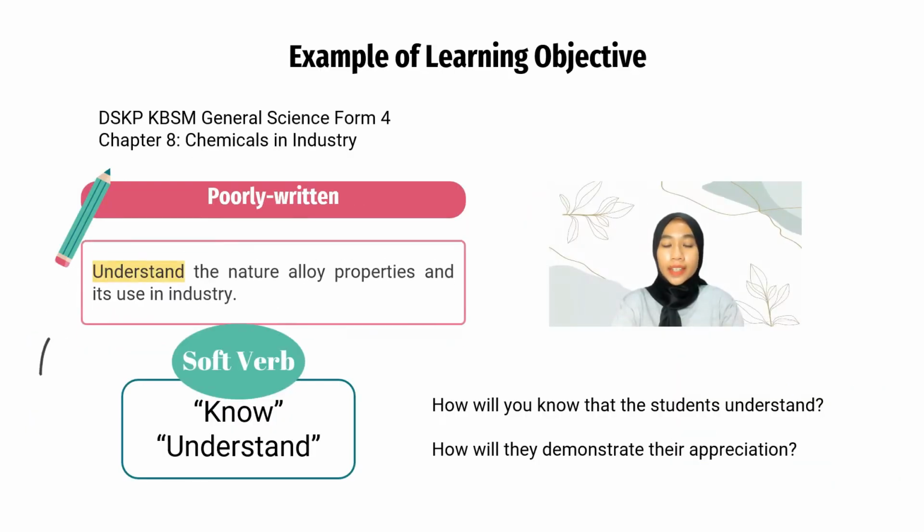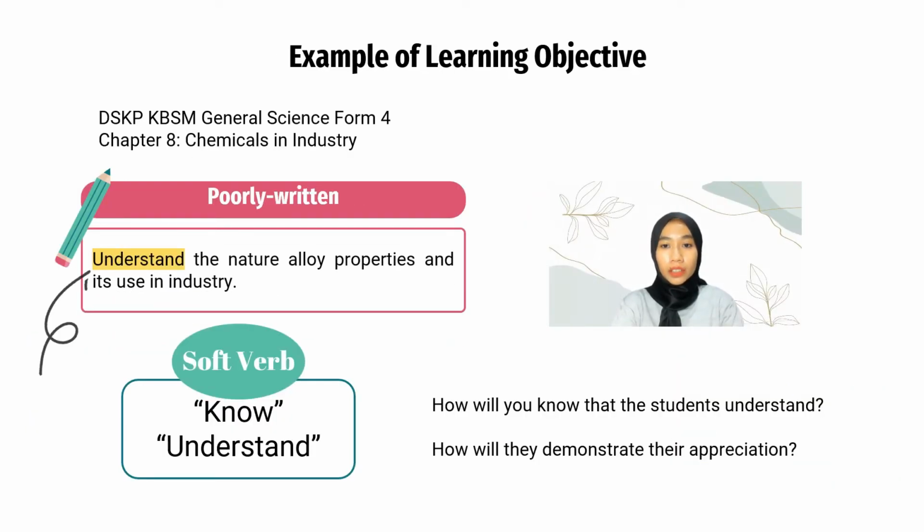Now, this is an example of a poorly-written learning objective from the curriculum specifications of KBSM General Science Form 4. This is the learning objective from Chapter 8, Chemicals in Industry: understand the nature of alloy properties and its use in industry.